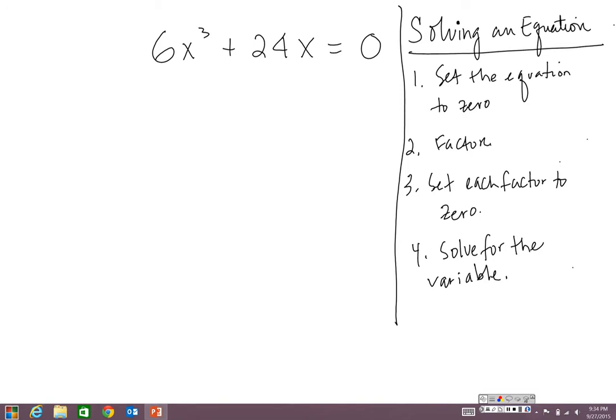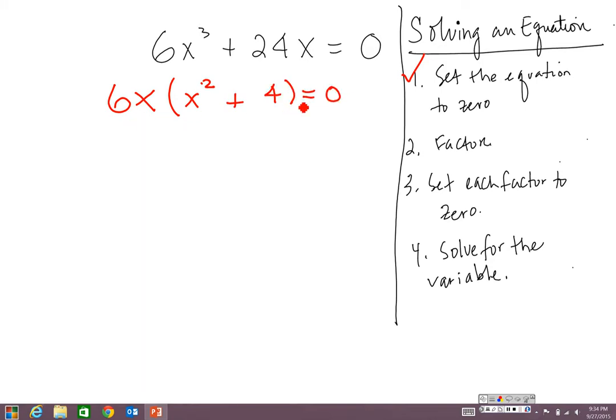Alright, so notice that everything is already on one side of the equation, set equal to 0. So step 1 actually has been done for you. The next step is to factor. Now if we look at 6x cubed plus 24x, we can take out a 6x because that's our GCF. Both terms have 6x in common, so we need to take that out first. Then we will have x squared left over. I always check this. 6x times x squared is 6x cubed.